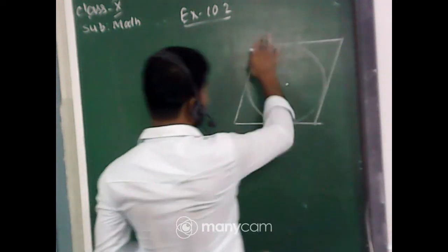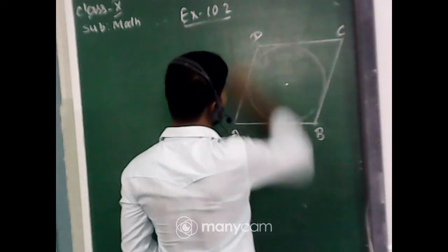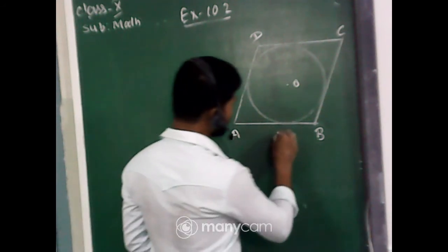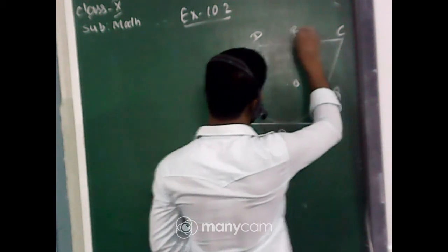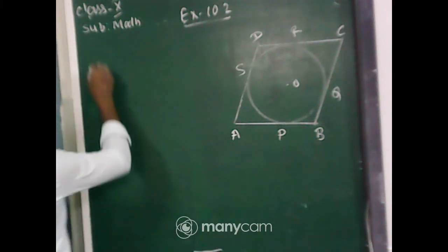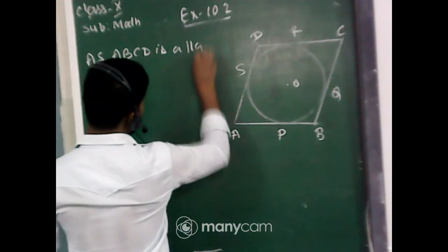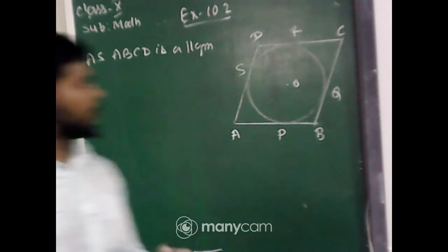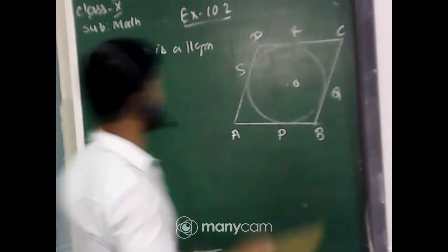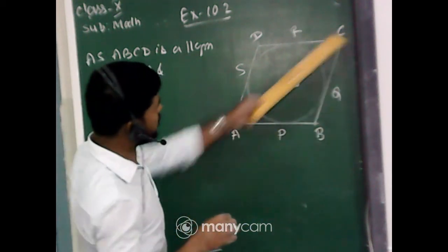Okay, so let's give it a name. Starting from here, this is point A, this is point B, this is point C, this is point D, the center is O, and the points where the parallelogram touches the circle are P, Q, R, S. Now look, as it is given, ABCD is a parallelogram. So from the definition of a parallelogram, we know that its opposite sides are of equal length, means length of AB will be equal to length of CD. That means AB will be equal to DC, and also length of BC will be equal to length of AD.